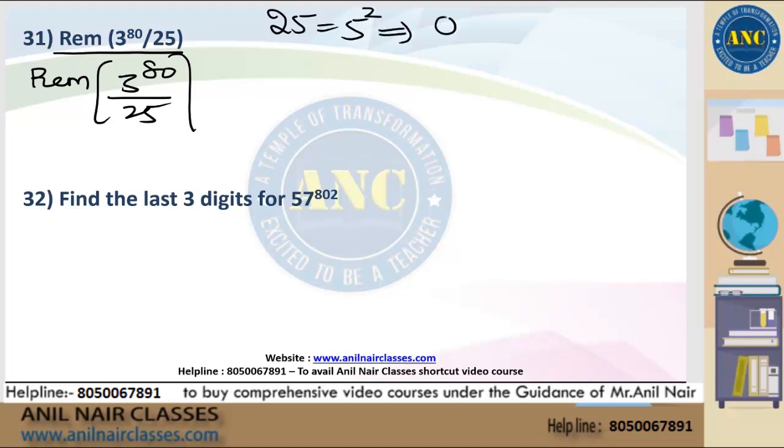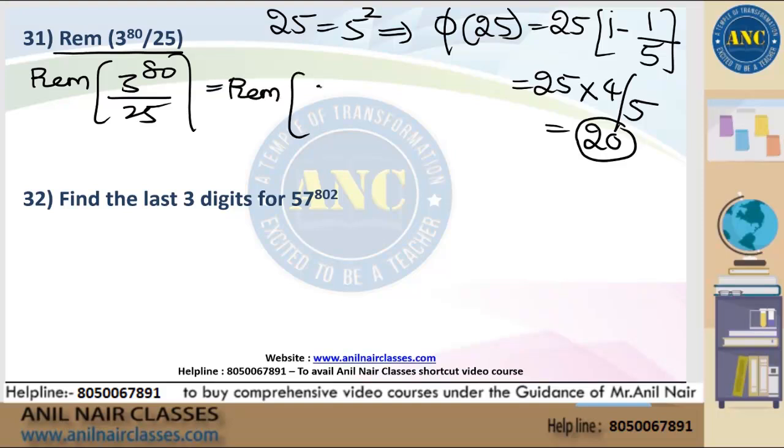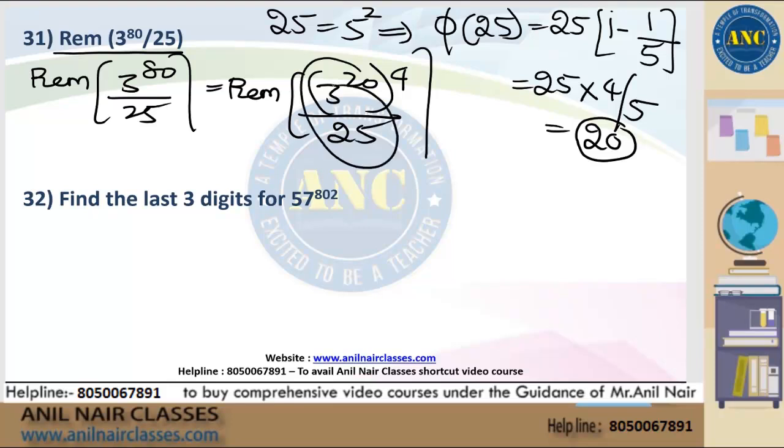So this is nothing but the totient function of 25, which is n into, for every 5 numbers, 1 number is divisible. How many are not divisible? 1 minus 1 by 5. 25 into 4 by 5. 5 fives are 25. Answer is 20. So this is nothing but the remainder of 3 power 20 power 4 divided by 25. This is 1. 1 power any number is 1.